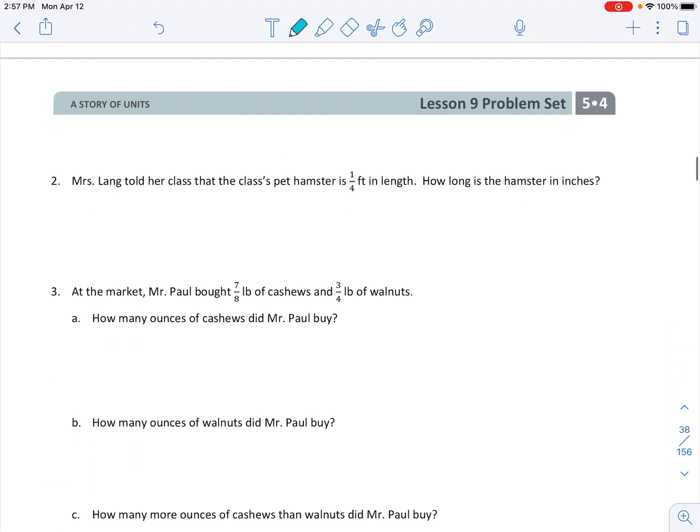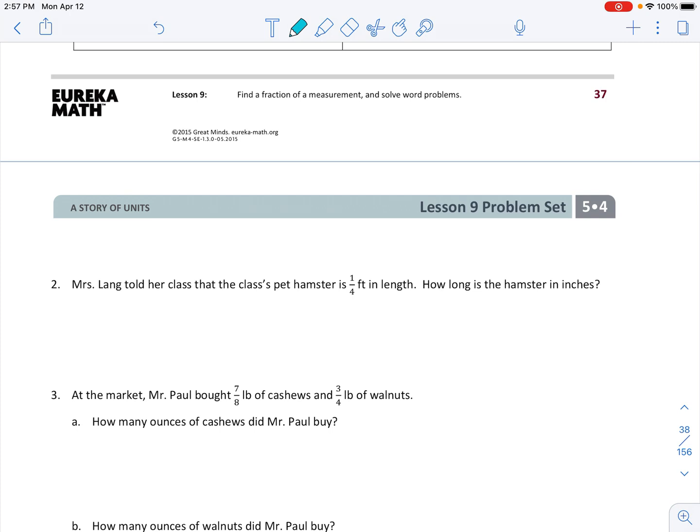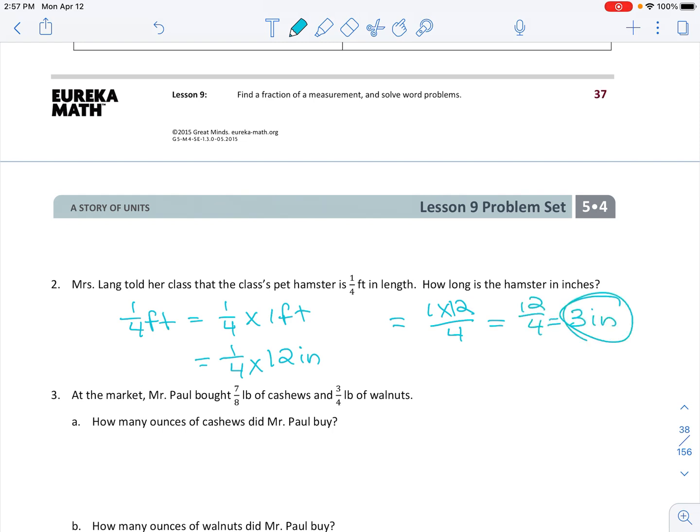Pause the video, try number 2, then come back and check your work. Mrs. Lang told her class that the class's pet hamster is 1/4 foot in length. How long is the hamster in inches? Well, we have 1/4 times 1 foot. And then remember, 1 foot is 12 inches. So we get 1 times 12 over 4. 12 over 4 is the same as 3, so it's 3 inches. There's a lot of ways you could have solved this. You do not have to use this exact conversion that I used. If you solved it in a different way and got 3 inches, that's completely fine.